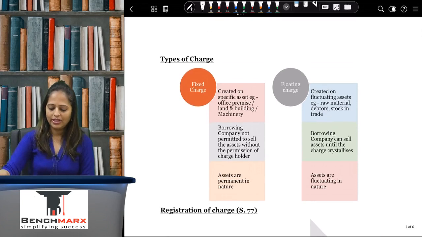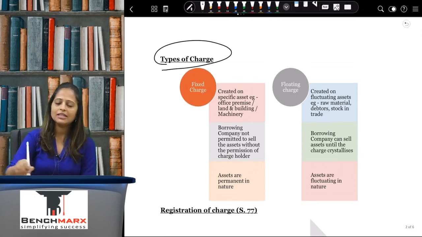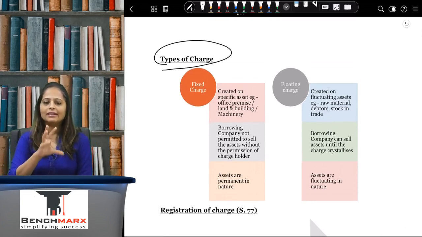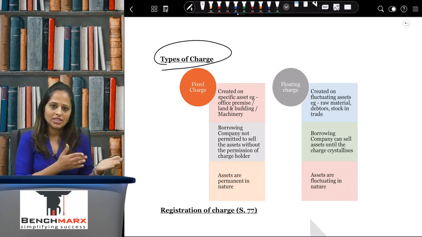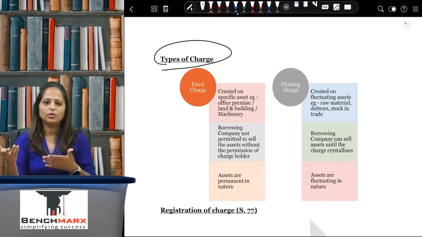Now coming to the different types of charges, there are two different types of charges. One is that which is created on a fixed asset like your land and building, plant and machinery. It's always going to be there and you are not going to sell it because a charge is created on that. If you ever want to sell it, then you will have to take the approval of the charge holder.